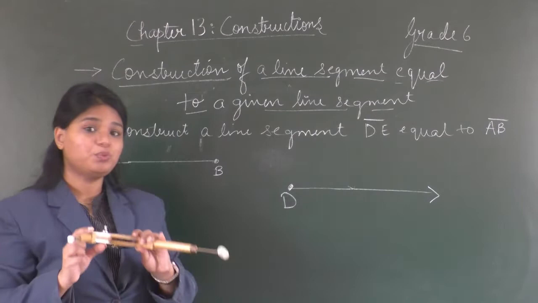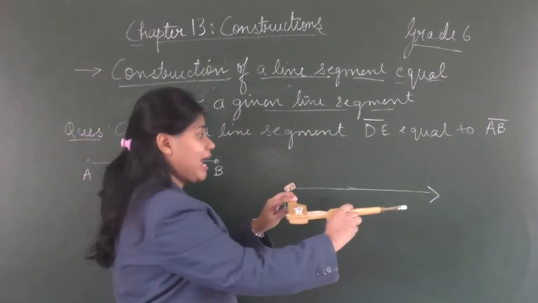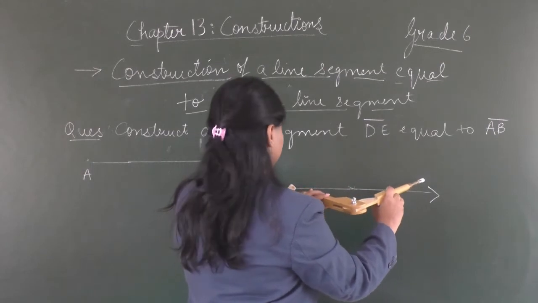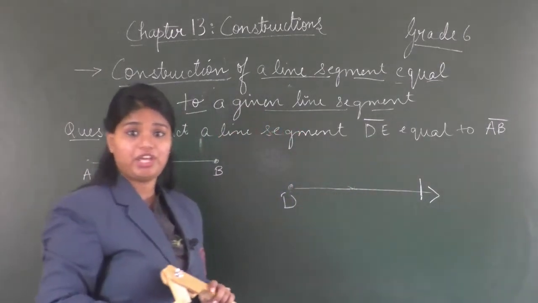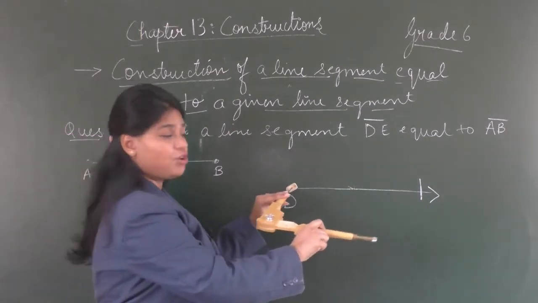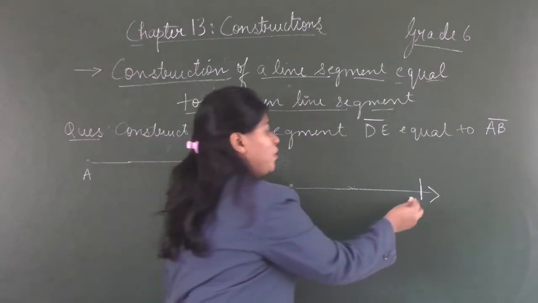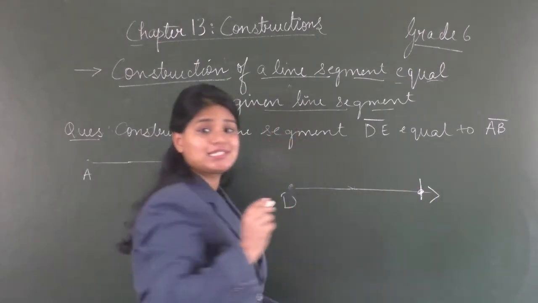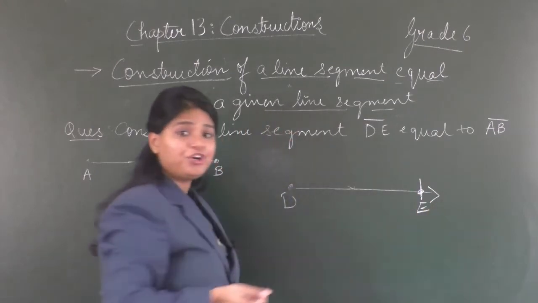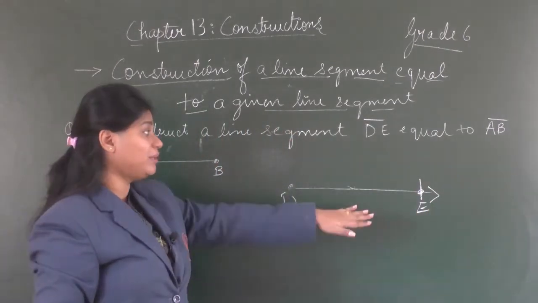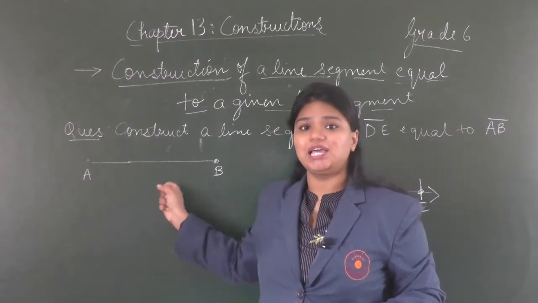Now what you will do with this measurement, you will keep the needle on D and cut an arc on this ray. You will keep the needle on D and cut an arc on this ray, and the point where the arc is cutting this ray you will name it as E. So here you have got the line segment DE equal to the provided line segment that was AB.